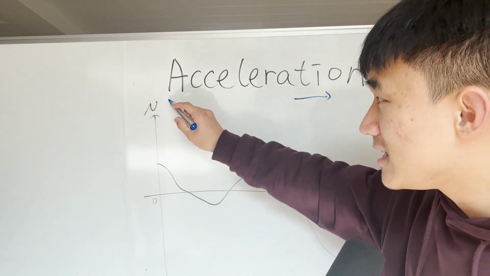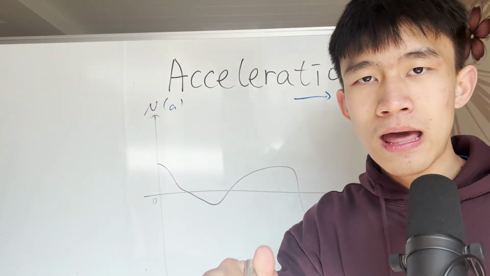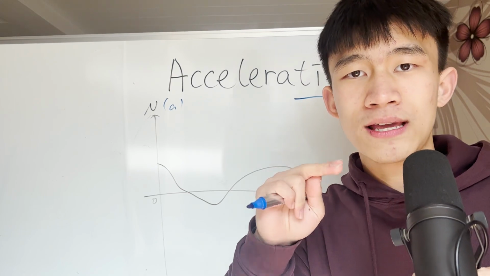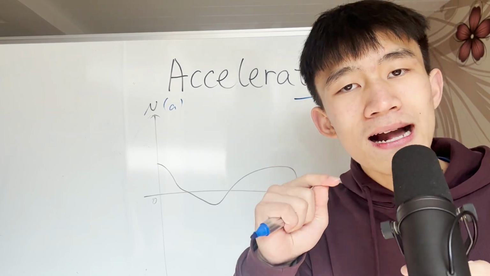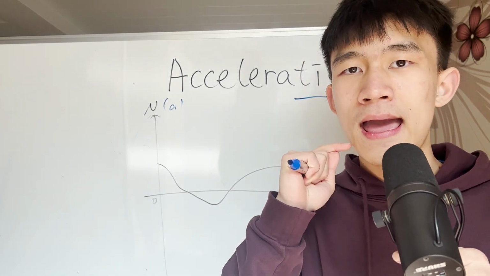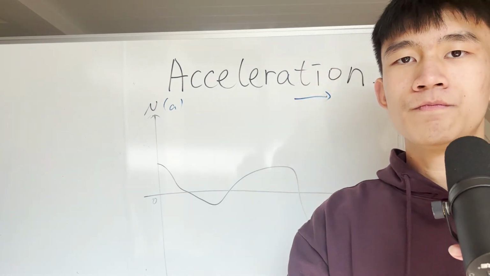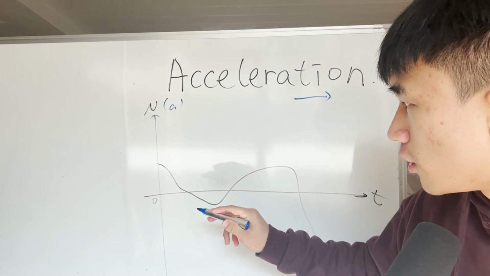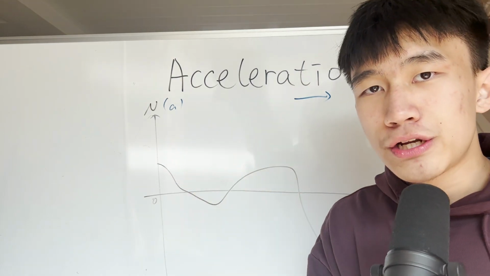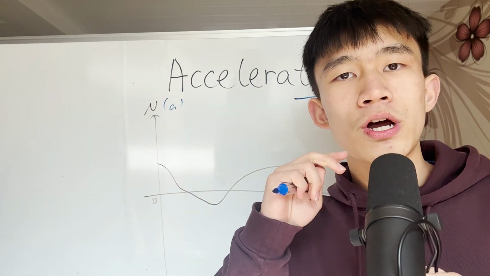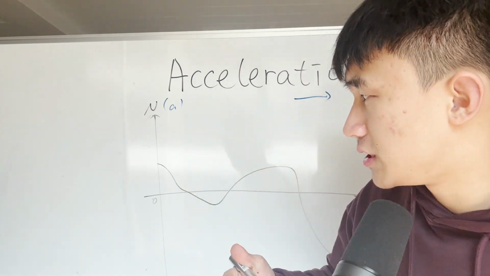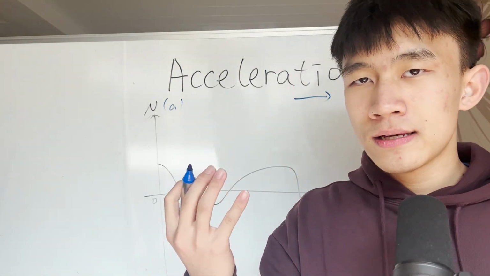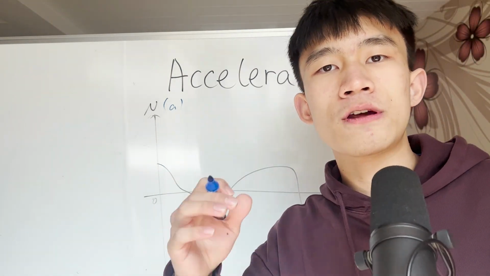So I have the curve of the VT graph, and I want you to draw the curve of the AT graph of this object. So I want you to draw the curve that gives you the information of the acceleration of the object at every moment. All right, so this is a pretty hard question. Let's look at it together. We know acceleration is the change of velocity, and we are talking about instantaneous acceleration here. So we're looking at the slope of the tangent at every moment.